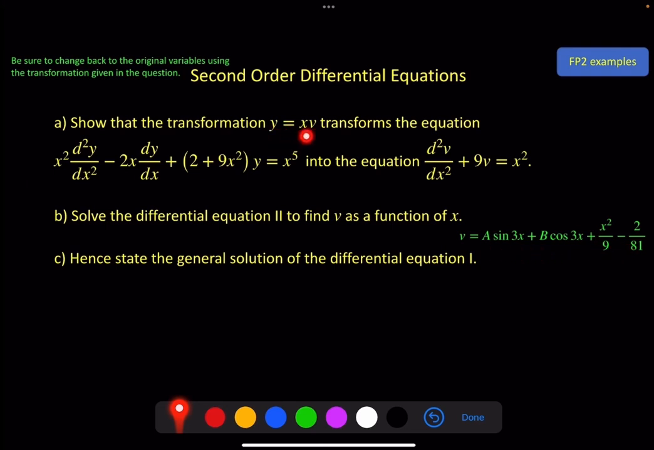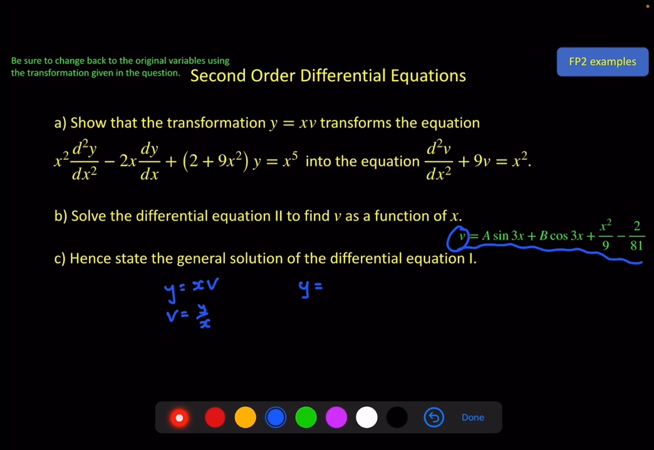We know that y equals xv, so we just change that around. v is equal to y over x. So changing this solution here, just replace the v with y over x. That means if I want y, I multiply every term by x, so we get ax cosine 3x plus bx sine 3x plus x cubed over 9 minus 2x over 81.